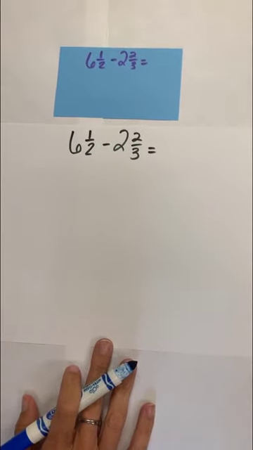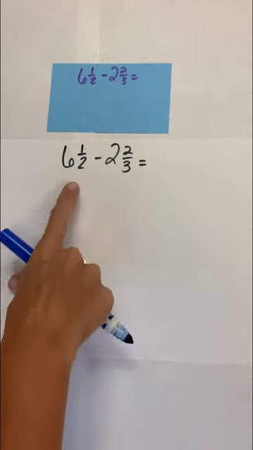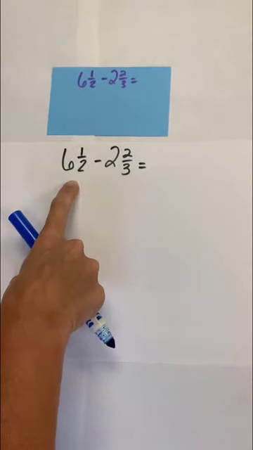So we have 6.5 minus 2 and 2/3. First of all, we want to estimate again. So if I start thinking here, 6.5, that's almost 7.